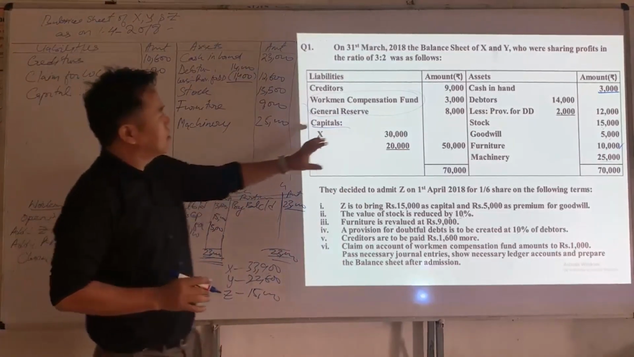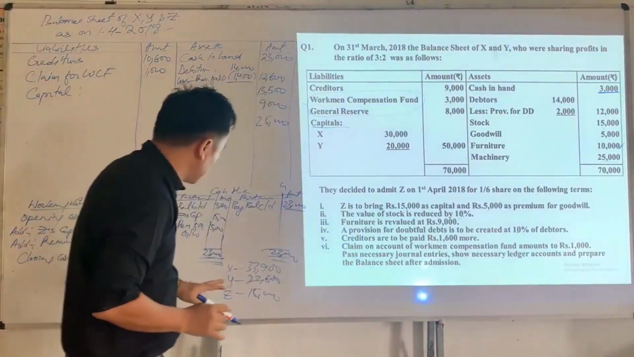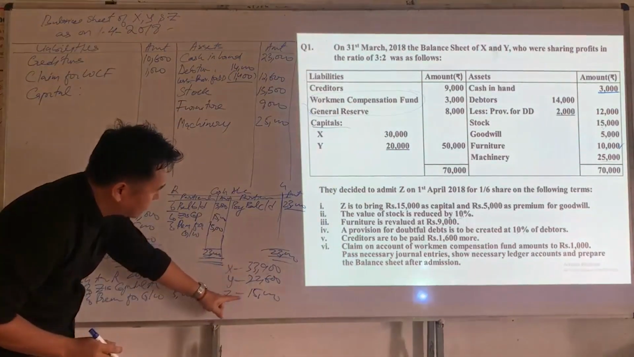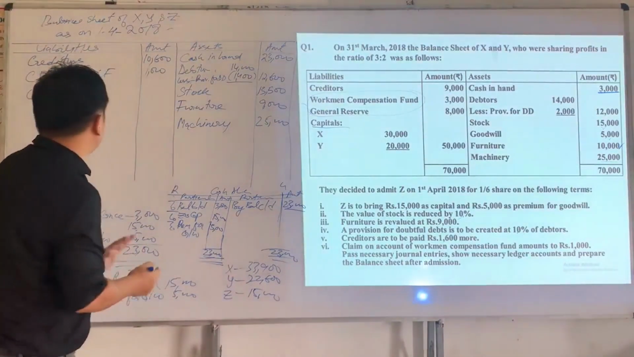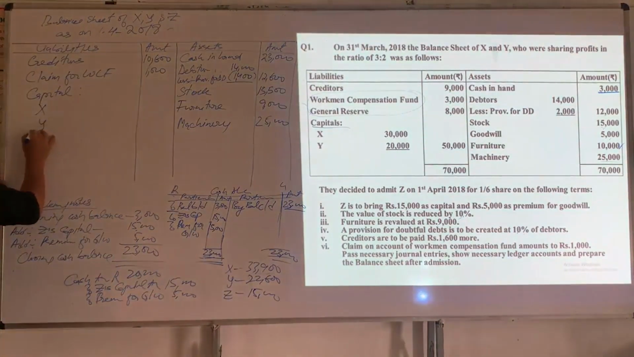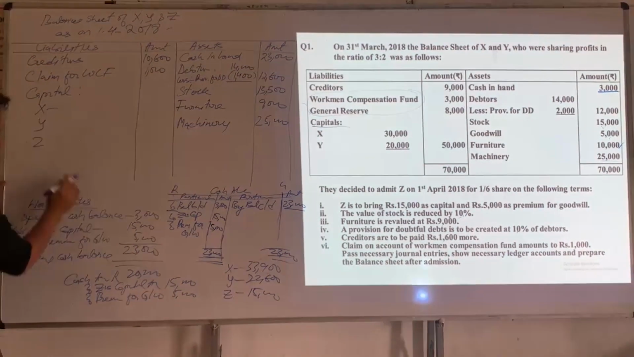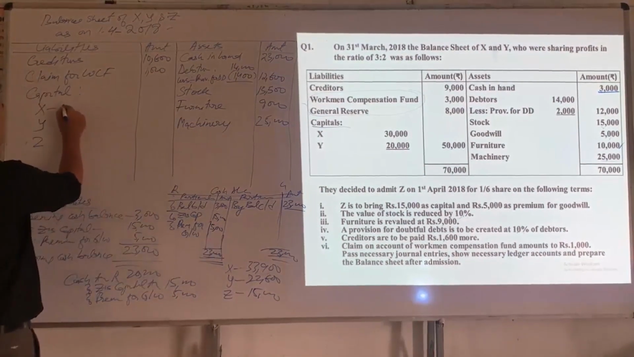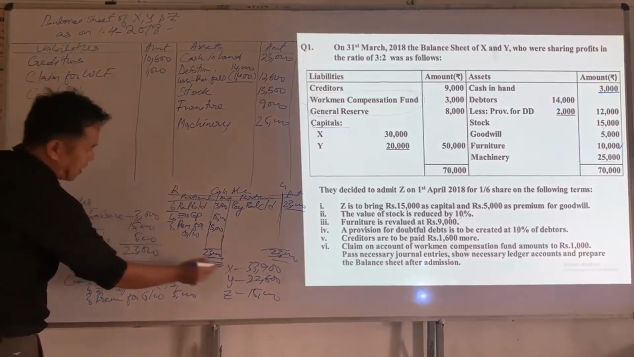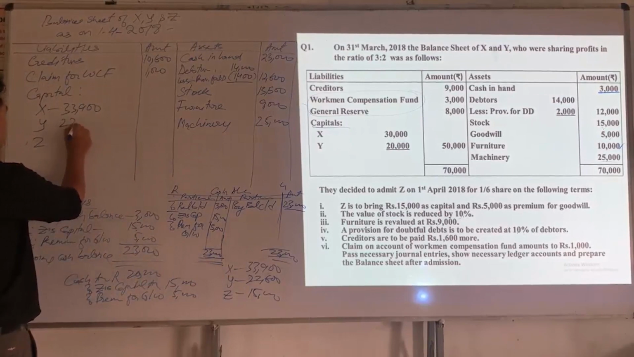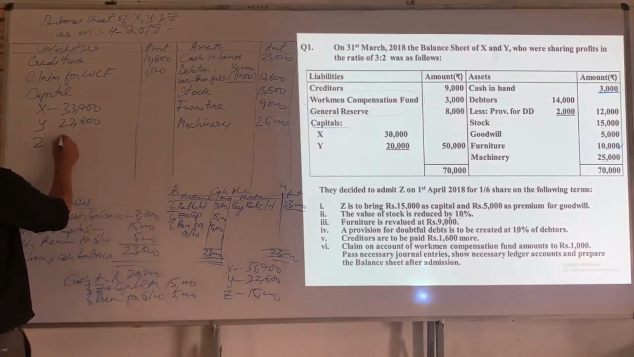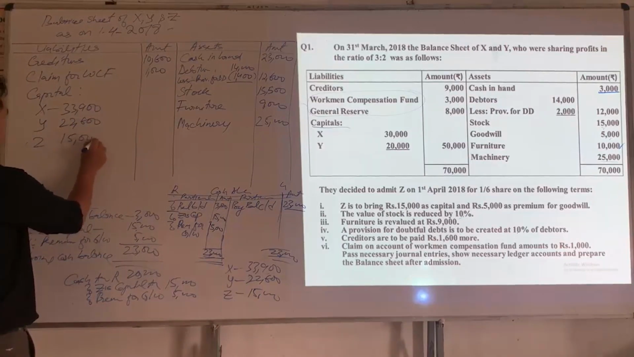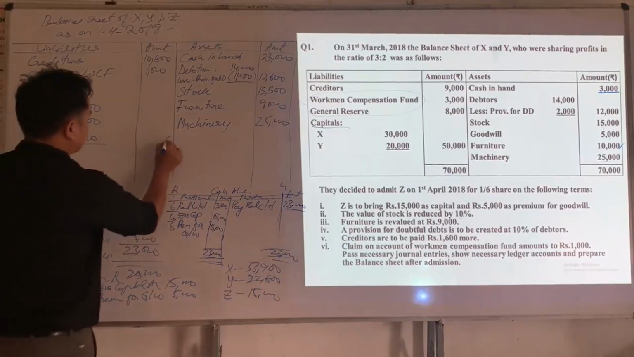Okay. And last, we need to write capital. We can't write opening capital. We have to write closing capital of X, Y, and Z in the new balance sheet. Closing capital of X is 33,900, and Y is 22,600, and the last one, Z, is 15,000.